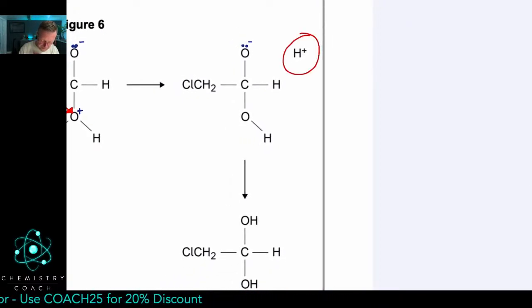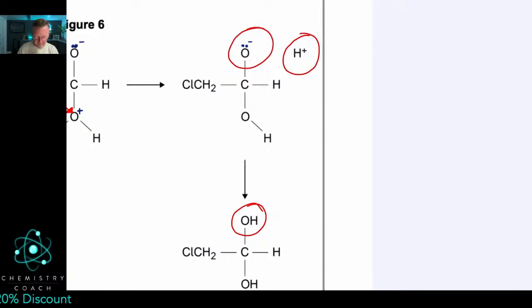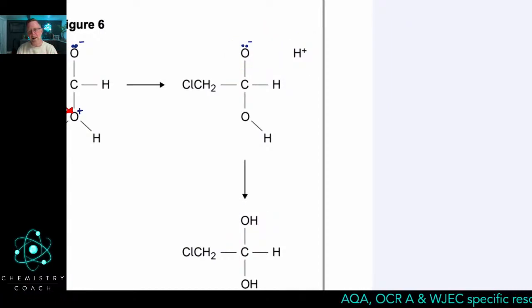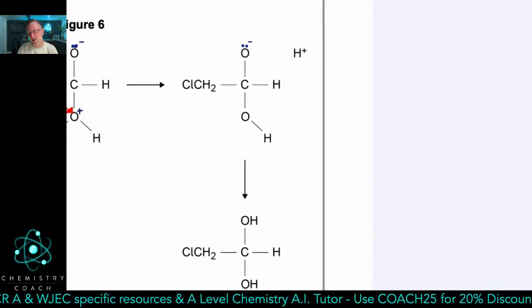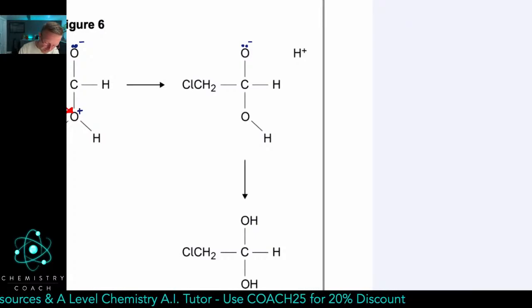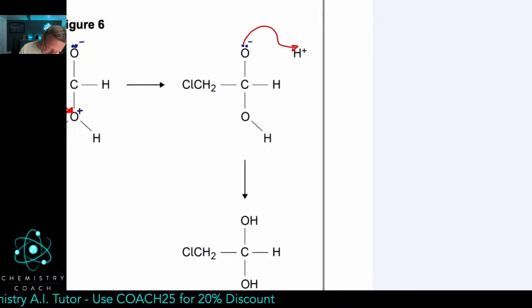So we know that this H must have joined this O to make that OH. Okay, so where does our curly arrow go? Well, we know that forming a new bond, we need to take that pair of electrons and show where they've moved to. So that pair of electrons moves to this hydrogen, and that's what forms these OH bonds.